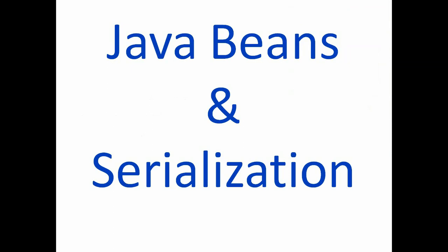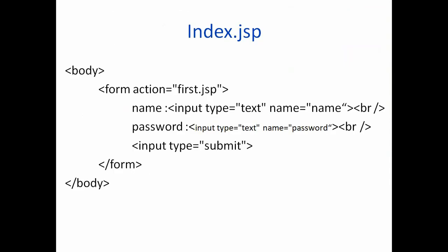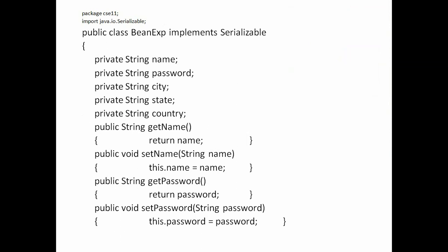In the last two lectures, I discussed Java Beans and how to write a program using a Java Bean. In the previous lecture, we did this program where we have five variables: name, password, city, state, and country, and for each variable we have a get and a set function. For example, for name we have getName and setName.